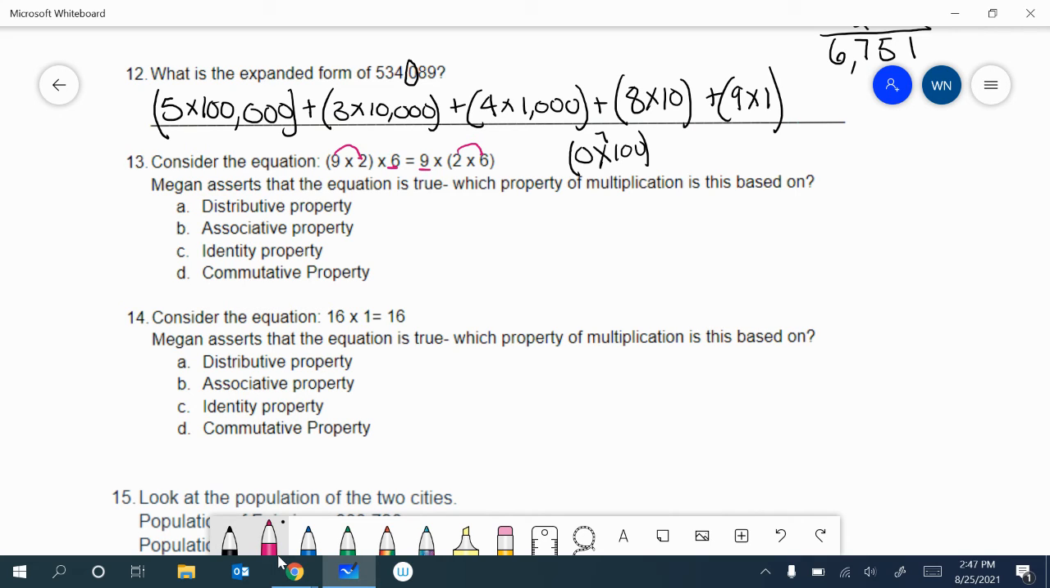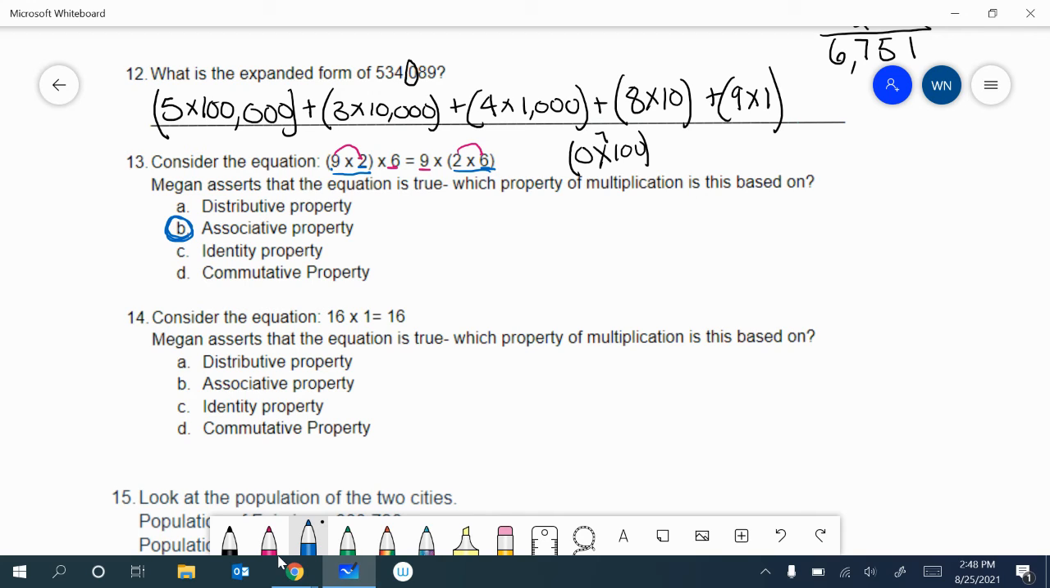That's showing me that the 2 is associating with the 9 here, but with the 6 here. And if I know it's changing the parentheses, it's the associative property. We also want to notice that both sides of the equation only have one set of parentheses, so it can't be the distributive property. It can't be the identity property because nothing's keeping its identity. And it's not the commutative property because that has no parentheses.